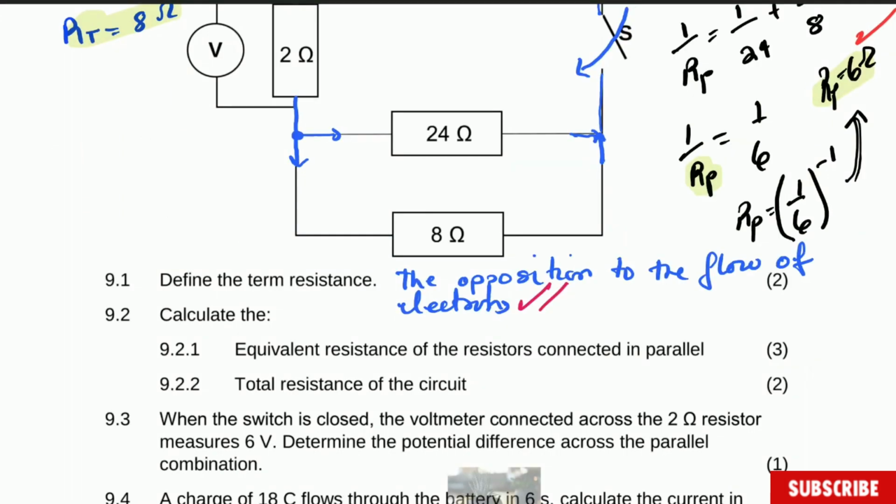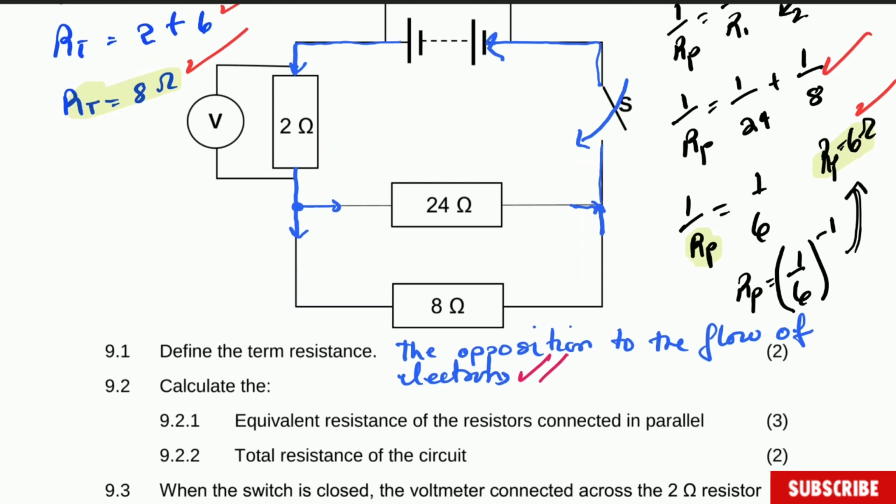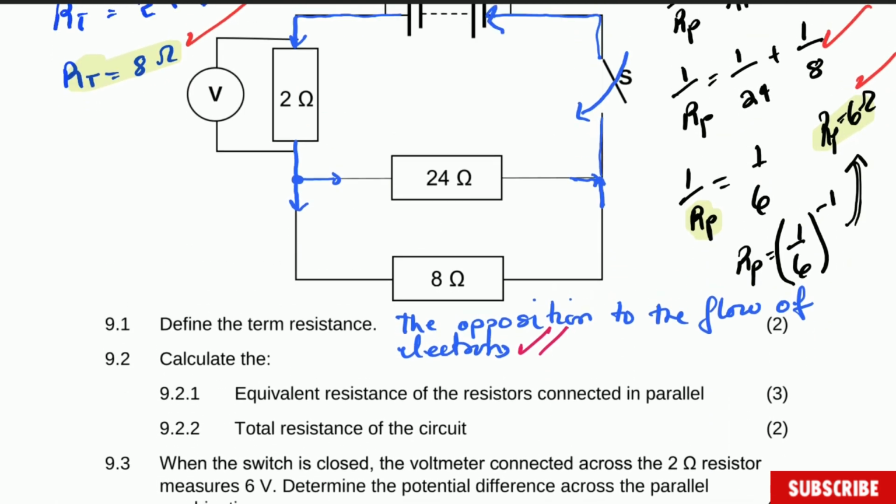So now they say, when the switch is closed, the voltmeter connected across the 2 ohm resistor measures 3 volts. So that one, this voltmeter here, is going to be equal to 6 volts.